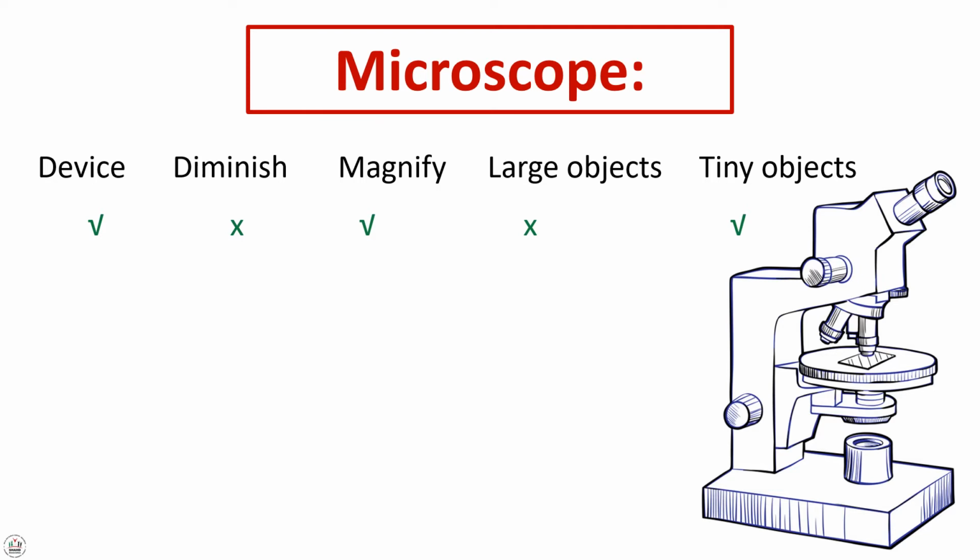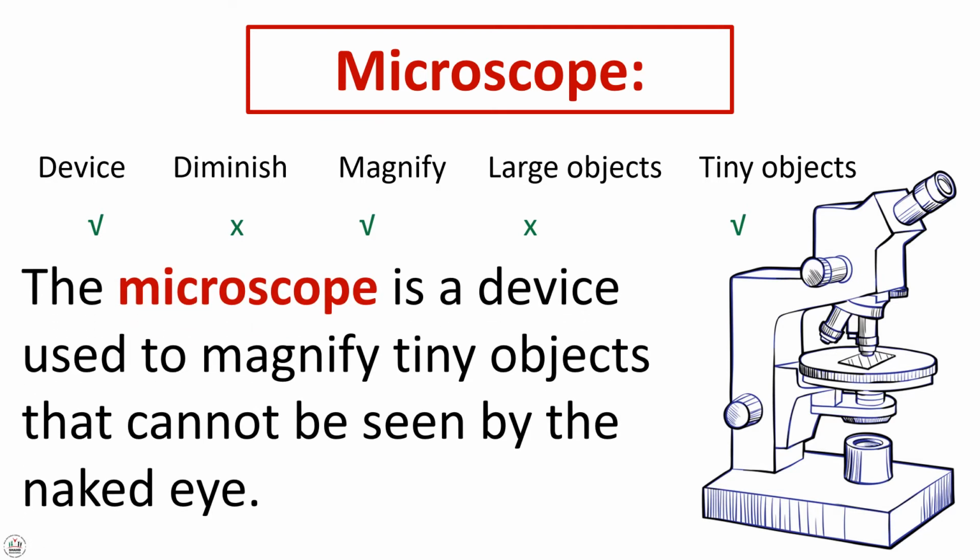Okay, let's start. The microscope is a device used to magnify tiny objects that cannot be seen by the naked eye.